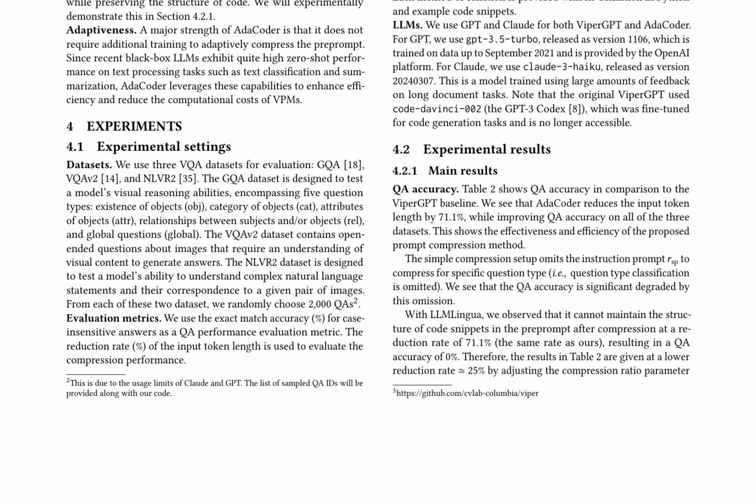Experimental results demonstrate that AdaCoder reduces input token length by 71.1% while improving QA accuracy on all 3 datasets. The effectiveness and efficiency of the proposed prompt compression method are demonstrated, with AdaCoder outperforming the ViperGPT baseline and LLM Lingua. The results highlight the importance of preserving code structure during compression, as the simple compression setup that omits instruction prompt compression for specific question types significantly degrades QA accuracy. These findings emphasize the potential of AdaCoder to enhance the efficiency and effectiveness of visual question answering systems.